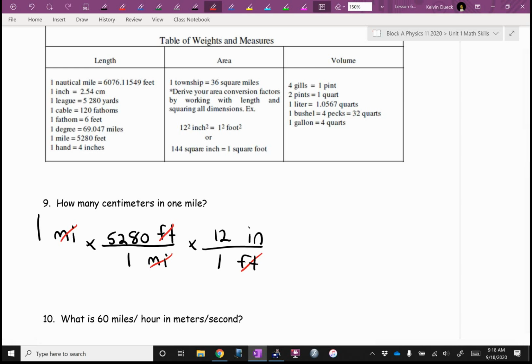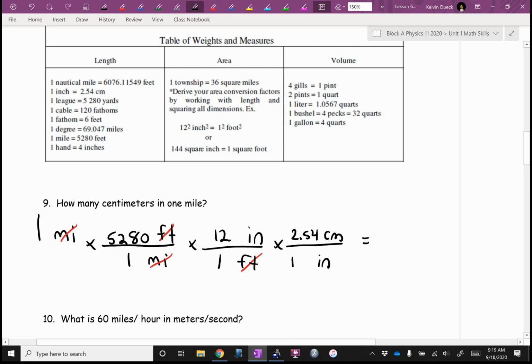And now, hey, I got inches and centimeters. I can make this work. I'm going to go inches right there, centimeters right there. And apparently, 1 inch is 2.54 centimeters.